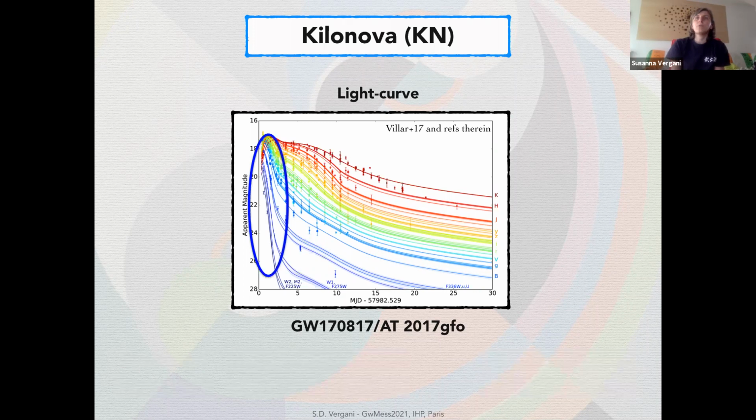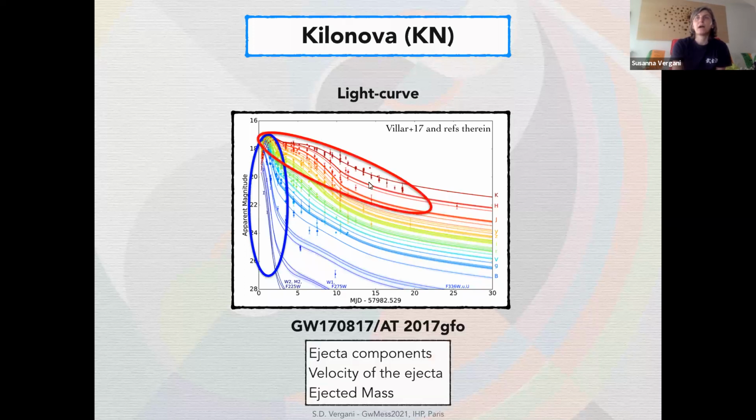Here you can see the blue part of the kilonova, okay? As I said, the blue component is bright in this blue filter, but decays very quickly. And then you see the red component here that emerges at a later time, okay? Thanks to this fantastic set of data, it has been possible to study precisely the ejecta components of the kilonova, the velocity, the ejected mass, and therefore to have a lot of information on this neutron star merger system.